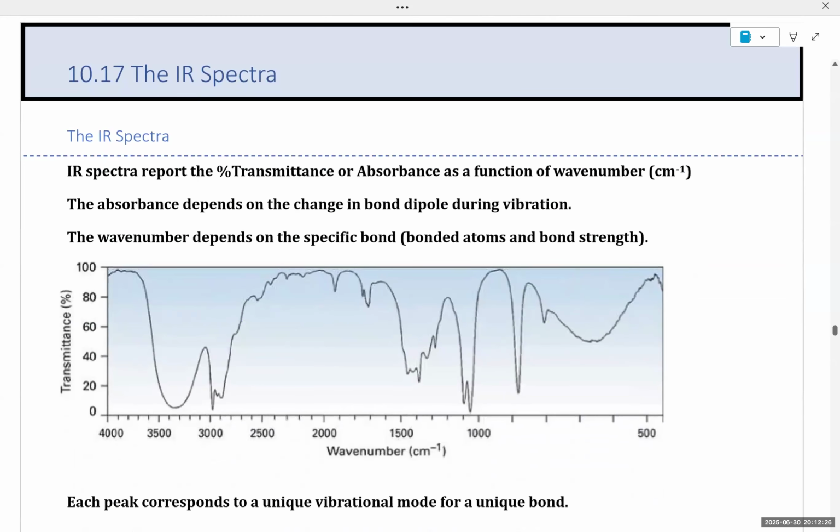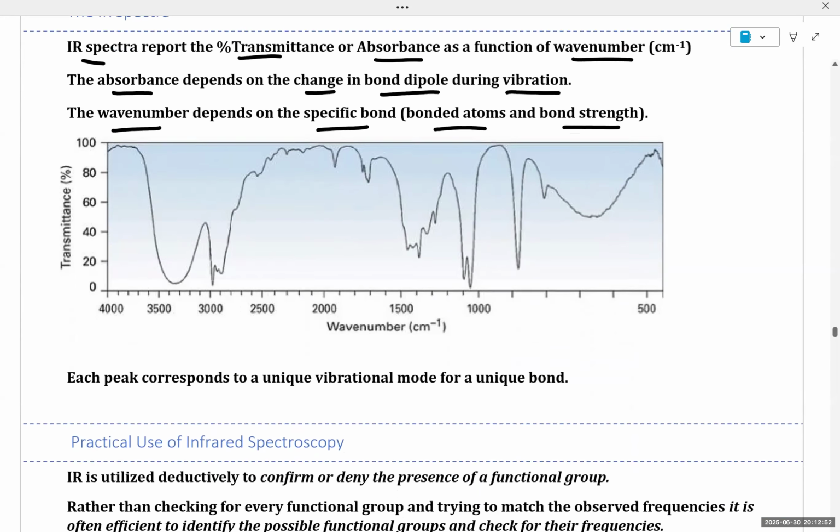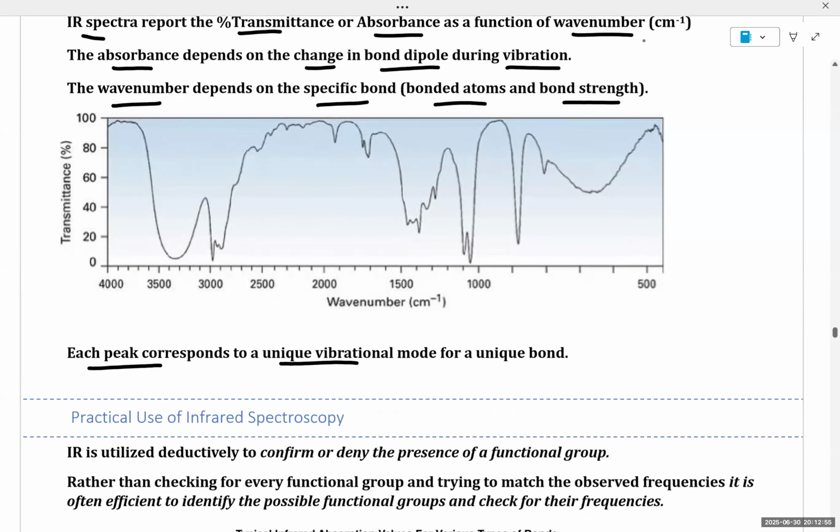Let's now talk a little bit about the IR spectra in a holistic sense. So the IR spectra reports the percent transmittance or absorbance as a function of wave number. The absorbance depends on the change in bond dipole during vibration. The wave number depends on the specific bond, specifically the bonded atoms involved in that bond, and the bond strength. Each peak corresponds to a unique vibrational mode for a unique bond. So we can read out and identify the major peaks in a spectra, and in turn identify the major functional groups found in your compound.